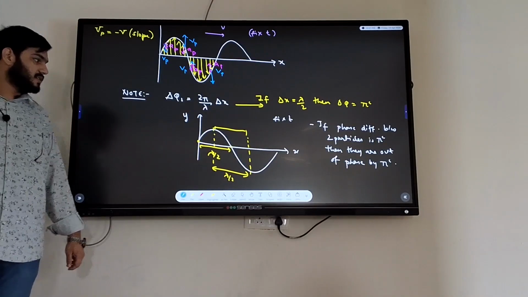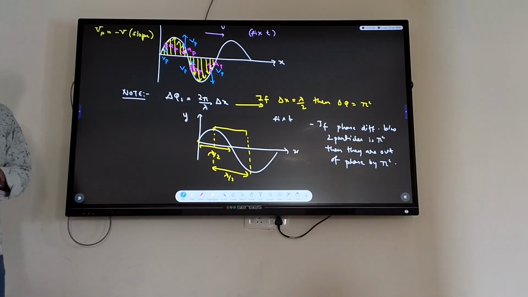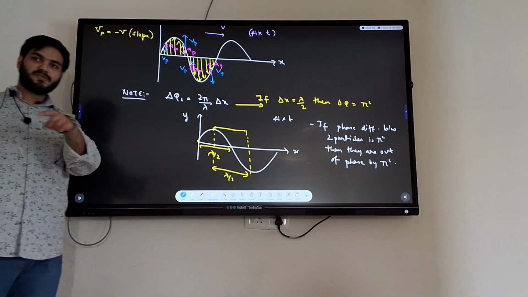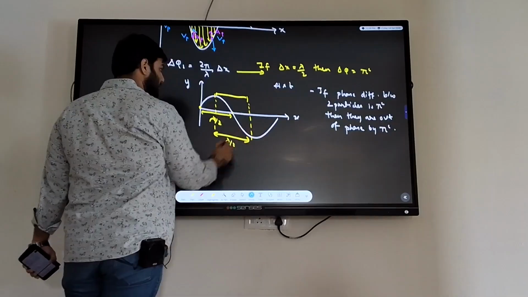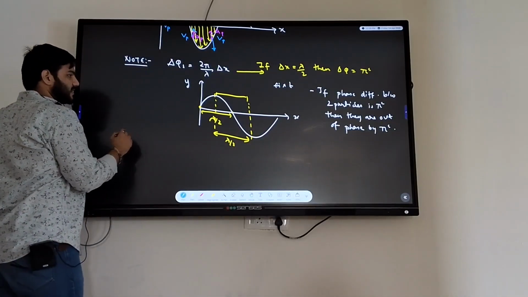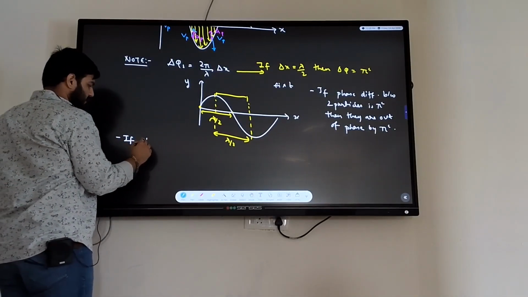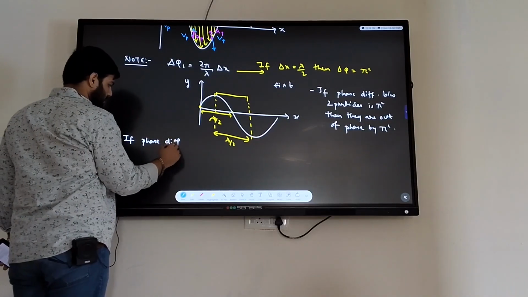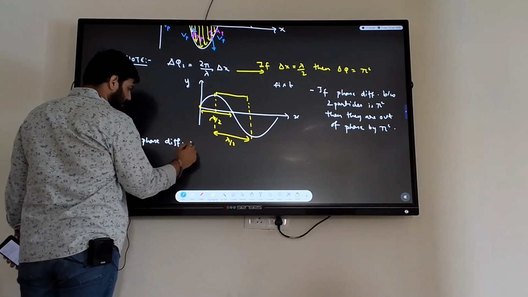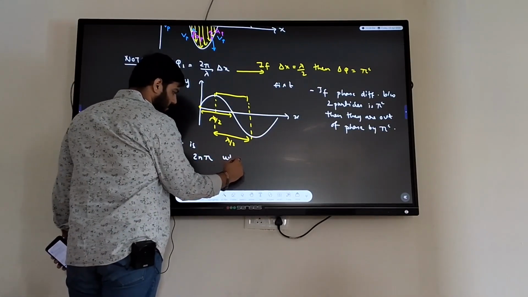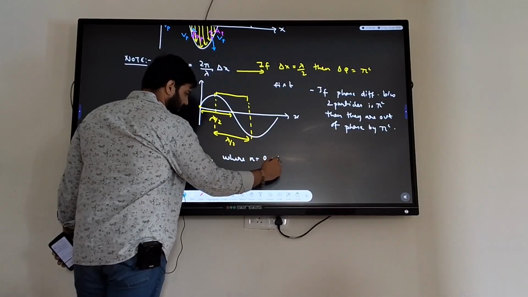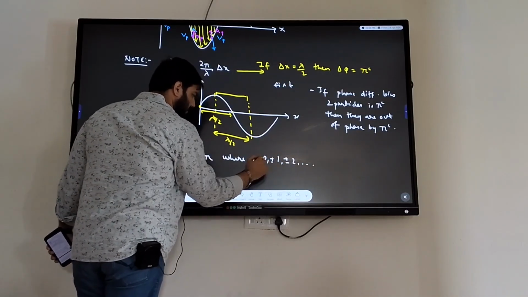When the phase difference is 0, is there any other possibility? Yes, when the phase difference is 2 pi, 4 pi, 6 pi, 8 pi, yes or no? At all those points, there is no phase difference between the two points. So if the phase difference is 2 n pi, where n is 0, plus or minus 1, plus or minus 2, and so on.